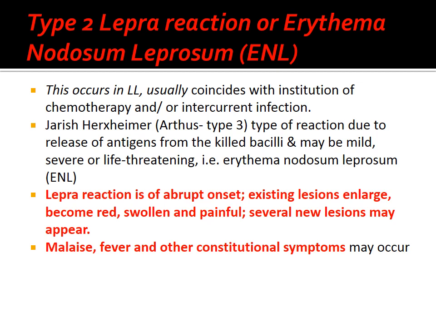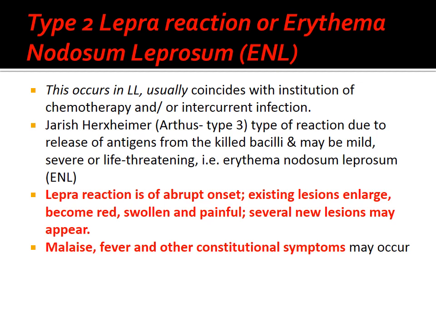Next is type 2 lepra reaction, also called erythema nodosum leprosum, especially when it is a severe form of type 2 lepra reaction. Erythema means redness on the skin and itching, and nodosum means formation of nodules. Nodules may already be there, but they increase in size and number. Type 2 lepra reaction occurs in lepromatous leprosy, that is LL. Type 1 occurs in tuberculoid or BL. This occurs in LL. It usually coincides with institution of chemotherapy. Once we start the antileprotic drug, this reaction happens.